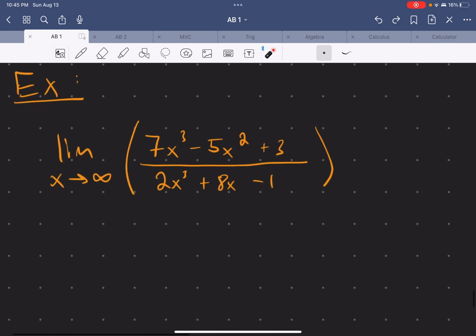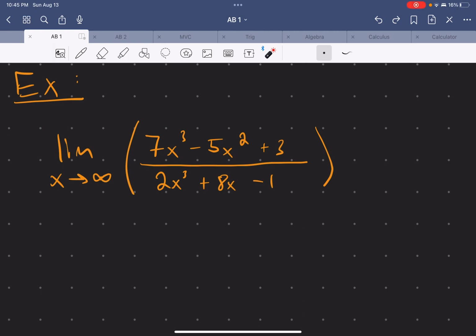So here's an example of that. Let's say we have the limit as x goes to infinity of all this stuff. If I were to just try to plug in my infinity here, I would have a bunch of infinities divided by a bunch of other infinities. So I would basically get infinity over infinity. That would be indeterminate form.